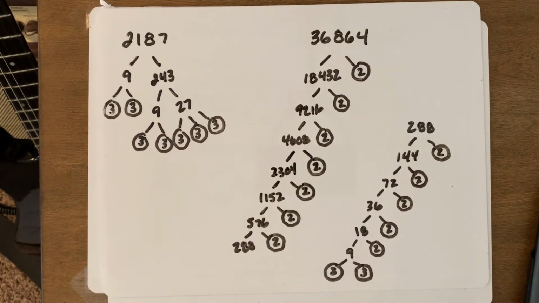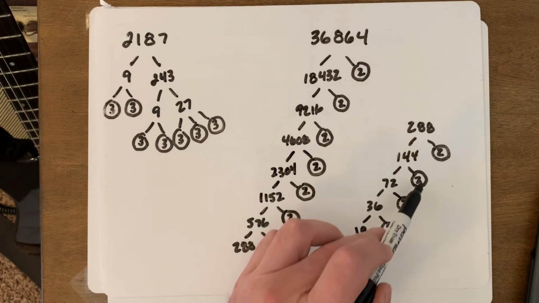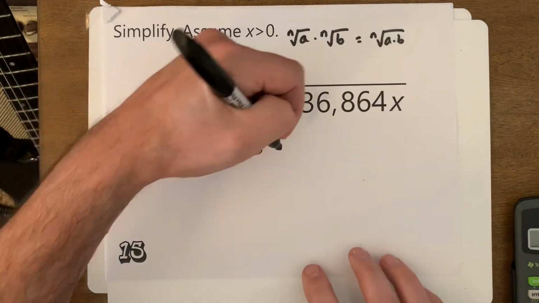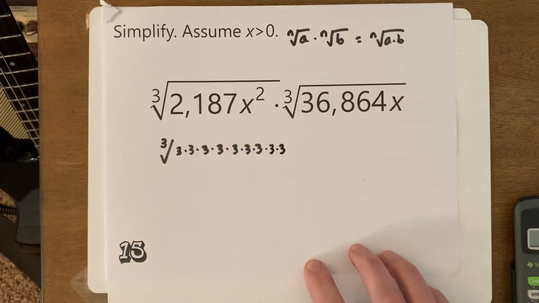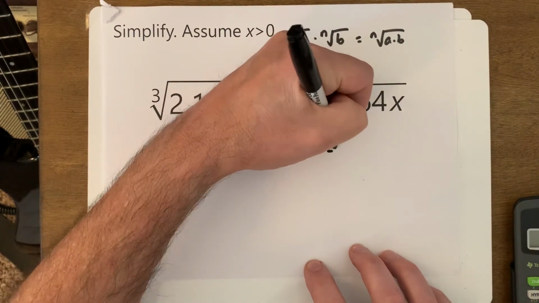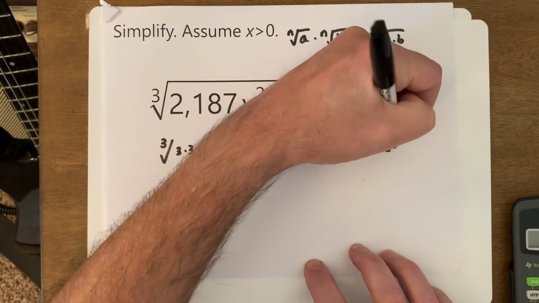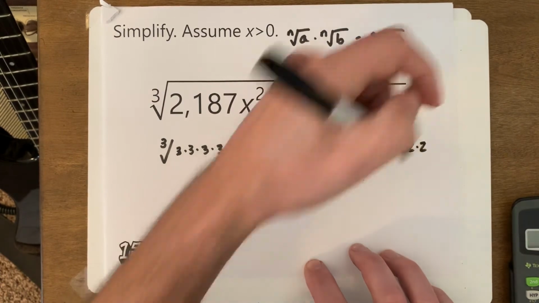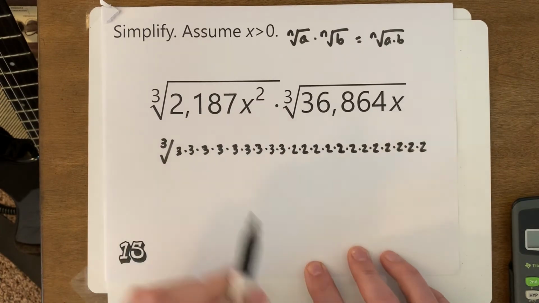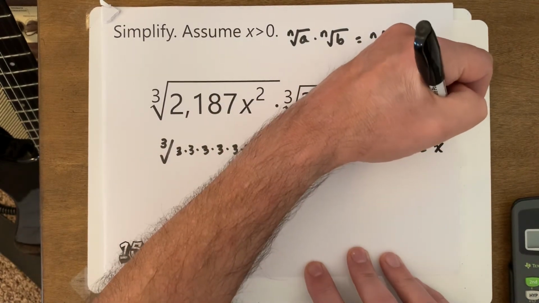So, oh my gosh, I got 2 threes and 1, 2, 3, 4, 5, 6, 7, 8, 9, 10, 11, 12 twos. 2 threes and 12 twos. All right, here I go. 12 of them. 1, 2, 3, 4, 5, 6, 7, 8, 9, 10, 11, 12. All right. How many x's? 1, 2, 3 x's. x cubed.